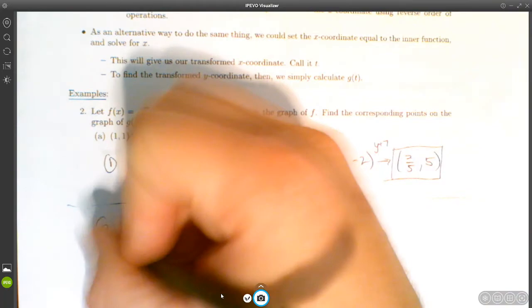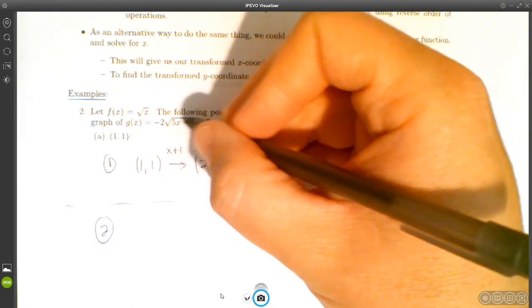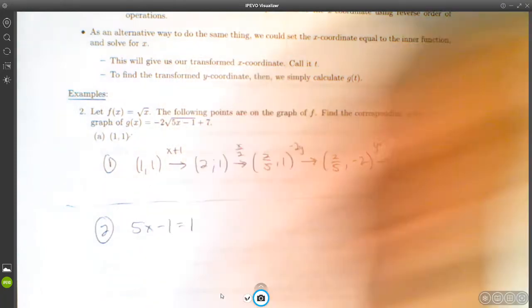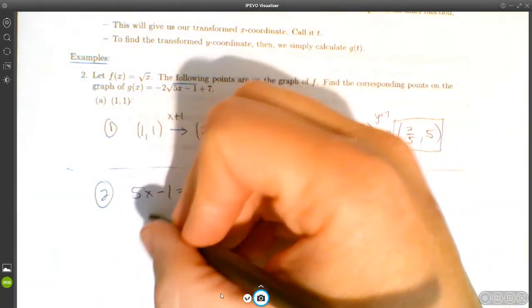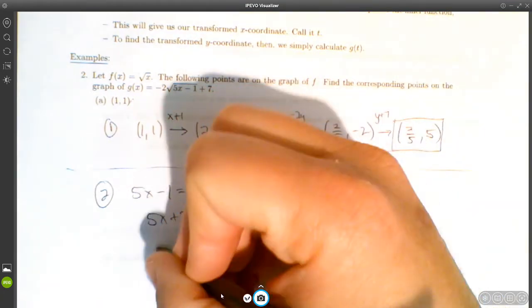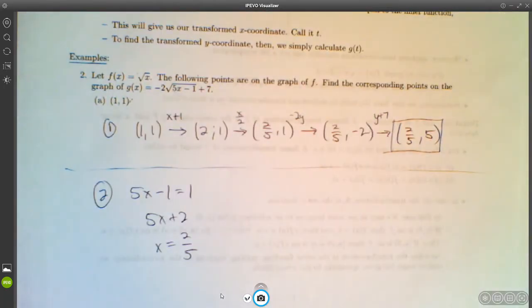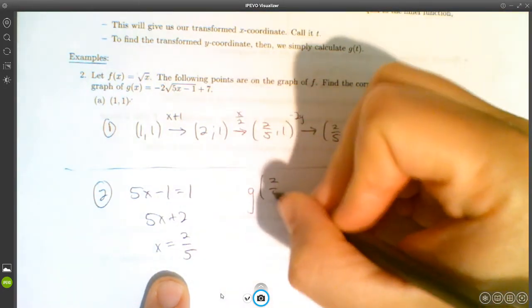So another way to do the same thing is to take the x-coordinate, 1, and set it equal to the inner function, 5x minus 1. So we're going to say 5x minus 1 equals 1, and then you solve for x, right? So I would add 1, and then divide by 5. You get x equals 2/5. So the x-coordinate of my point on g is going to be 2/5. If I want to find the y-coordinate, well then I just plug that in, right? I find g of 2/5.